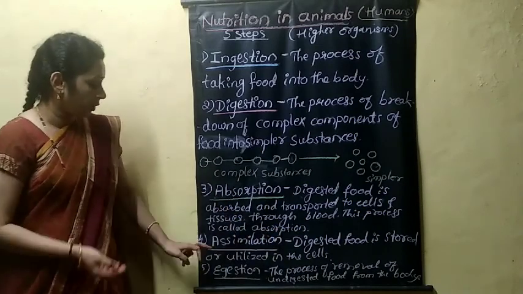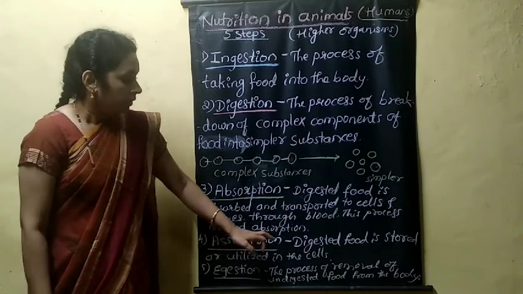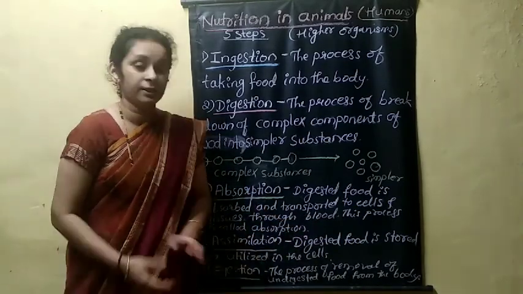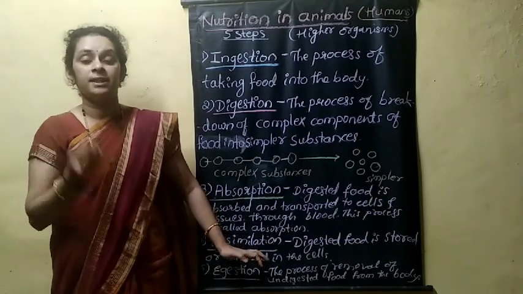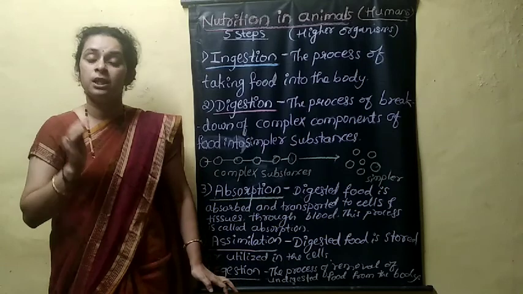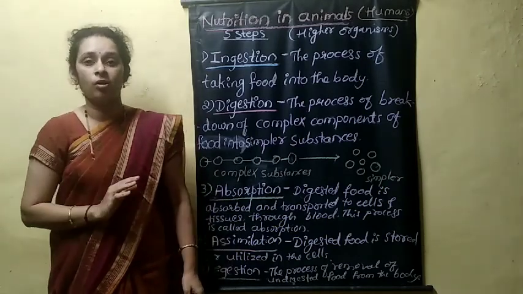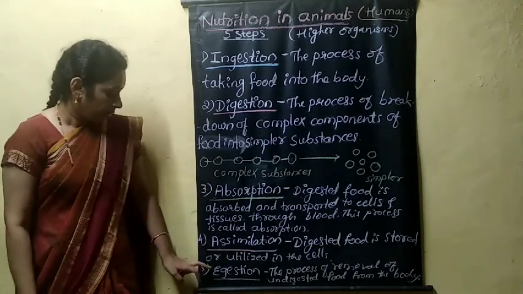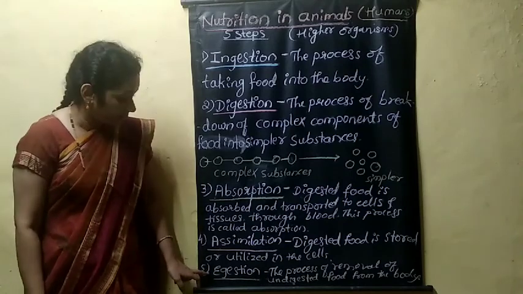Next step, very important, that is assimilation. Digested food is stored or utilized in the cell. This process is called assimilation. Digested food is stored and utilized in the cell itself. That is called assimilation. Next, egestion. The last step, a very important step, that is egestion.